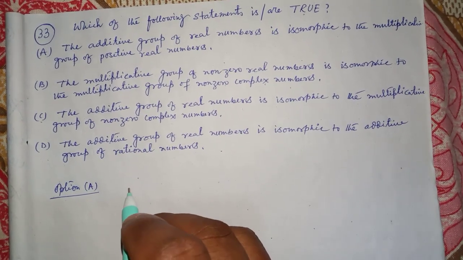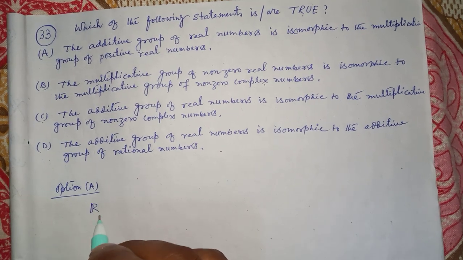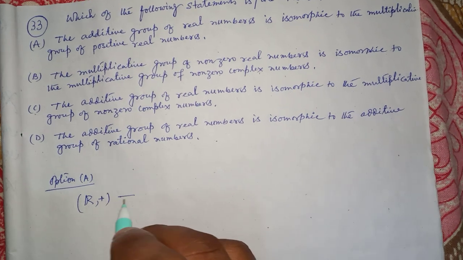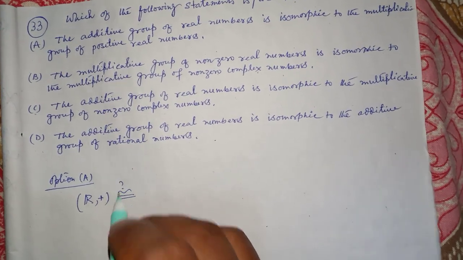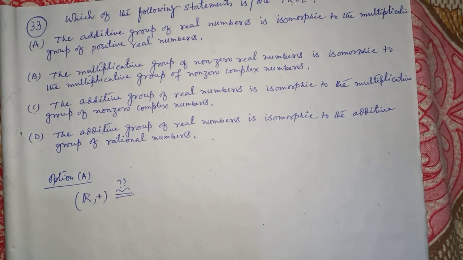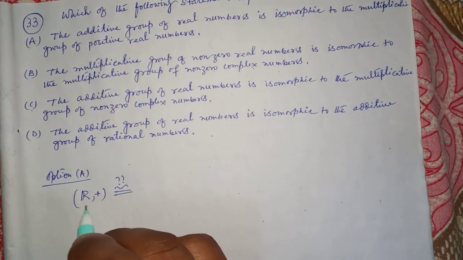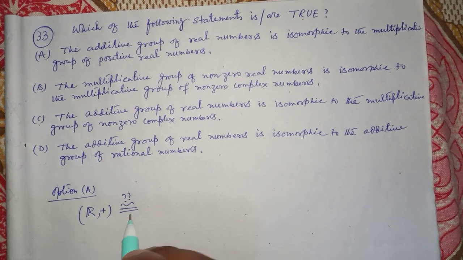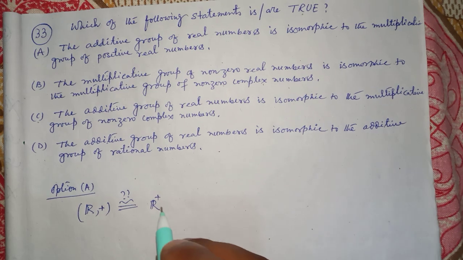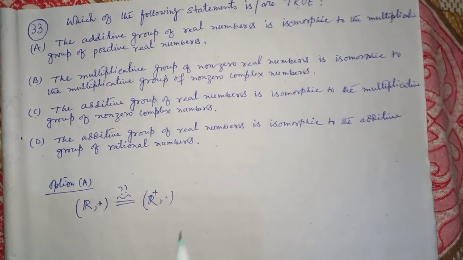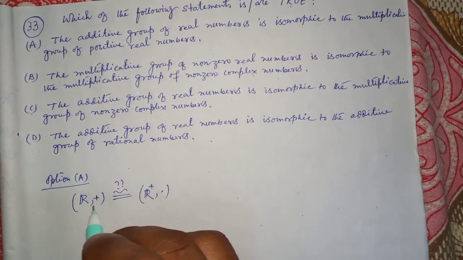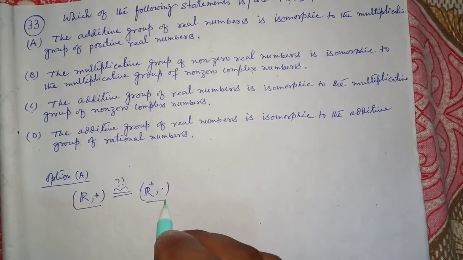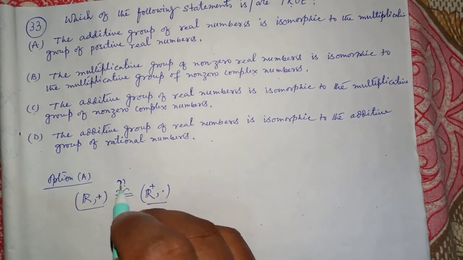The additive group of real numbers is isomorphic, we will check, to the multiplicative group of positive real numbers. Now we check whether this group and this group are isomorphic.